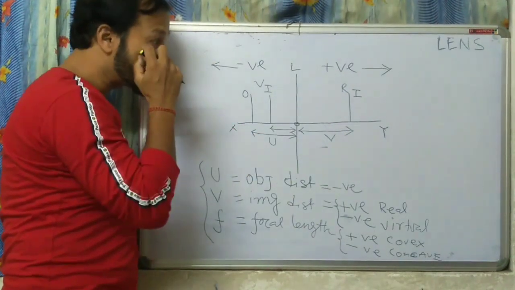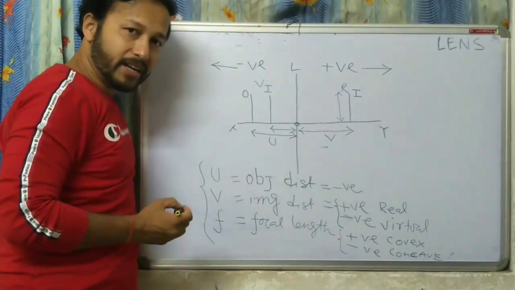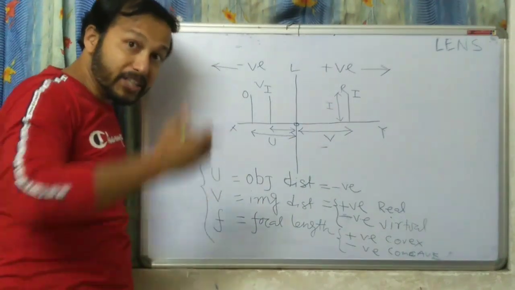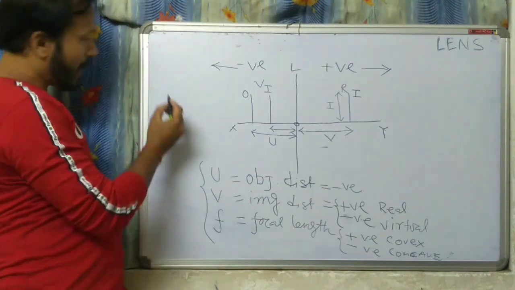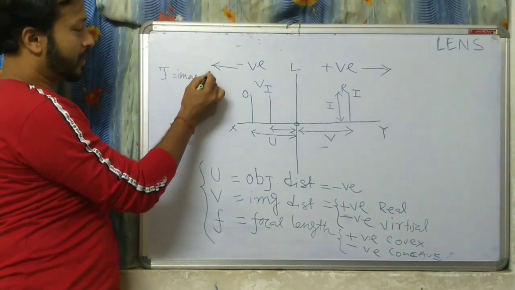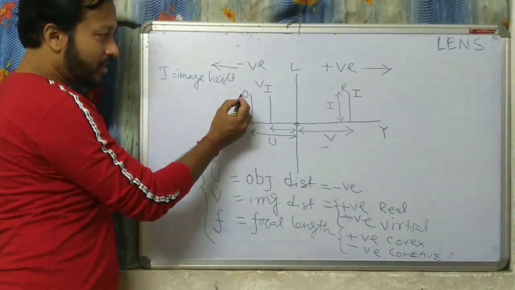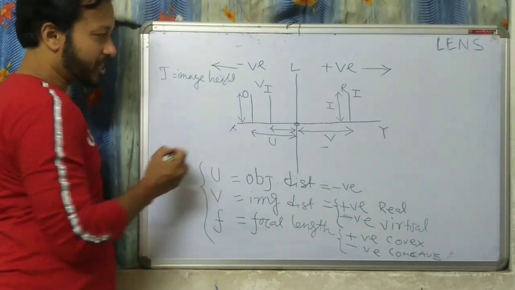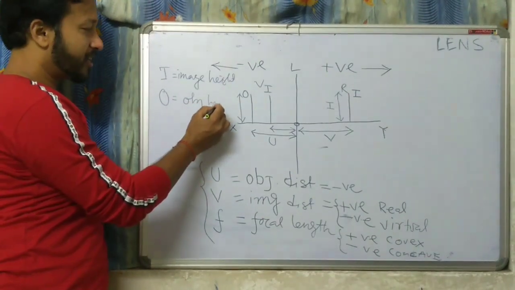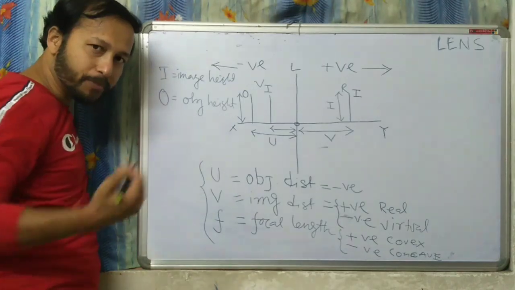Fine. This is called height of the image. We will denote it as I, means image height. Same way, this is the height of the object. So O is my object height. I is my image height, O is my object height.